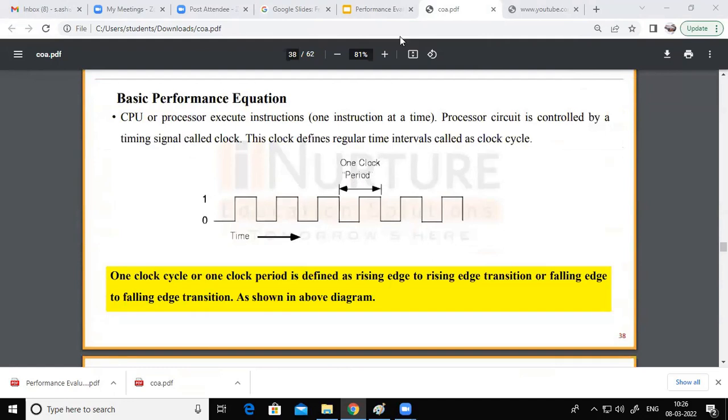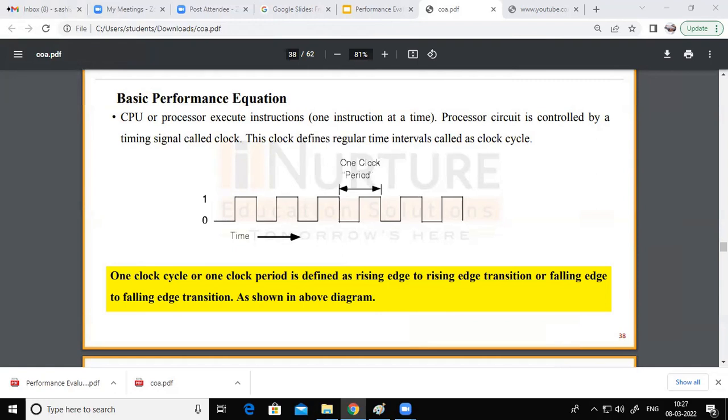So let's try to understand this with a simple timing diagram. Any doubt, any problem in audio? Because I have connected the headphone with the CPU. Okay, it's clear. Fine. So let's see how, based on our basic knowledge of digital electronics, we can correlate this performance equation.